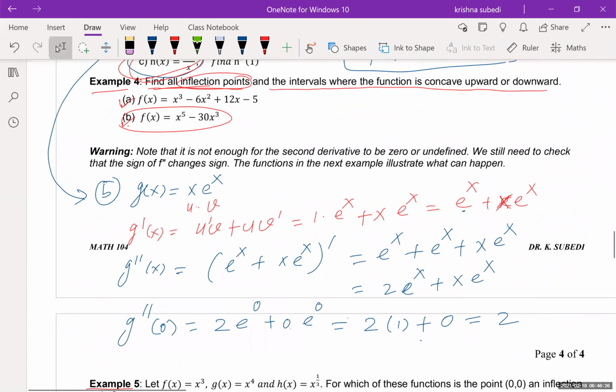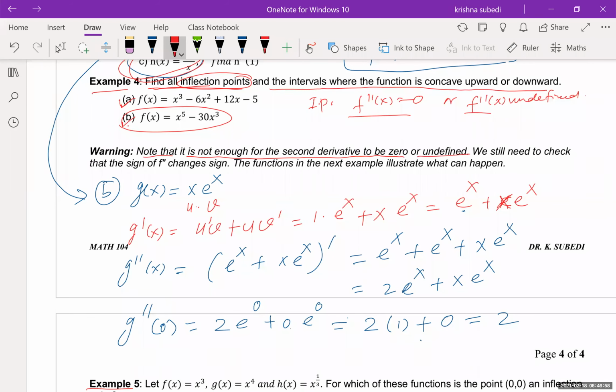Okay, guys, big warning. What we have noticed and discussed is that an inflection point occurs where the second derivative is 0 or the second derivative is undefined. That's what we said. Now here is a big warning: note that it is not enough for the second derivative to be 0 or undefined. This is not the sufficient condition, okay?